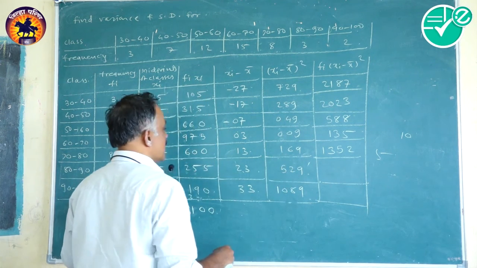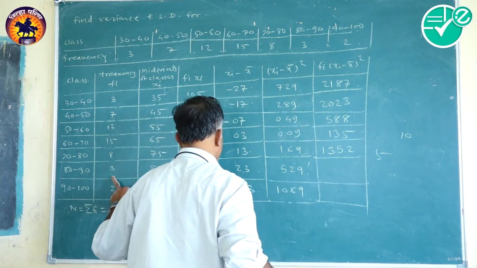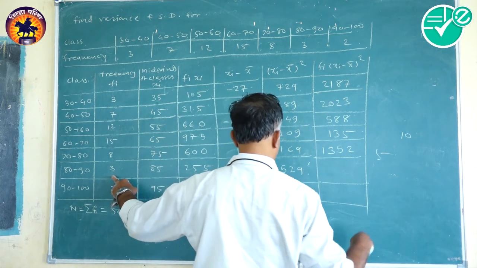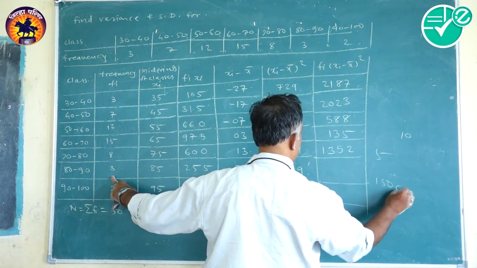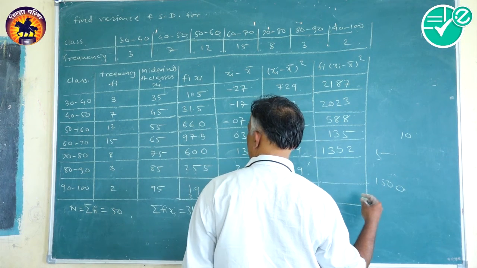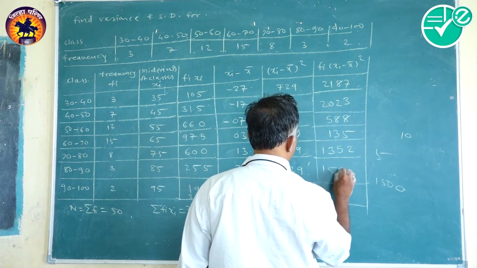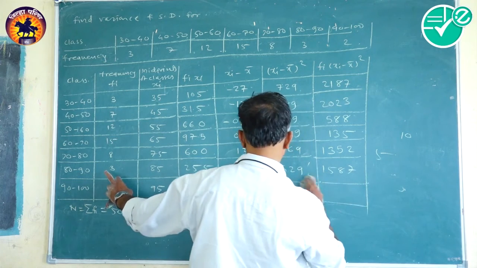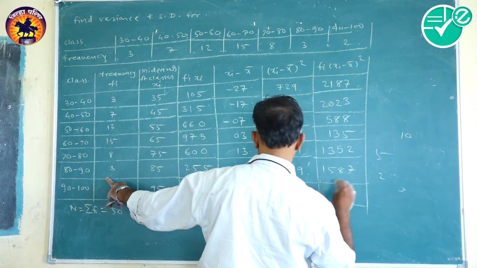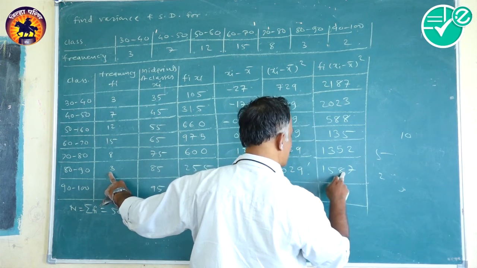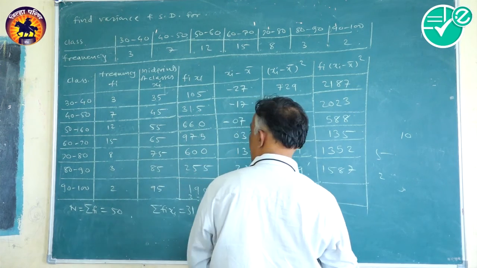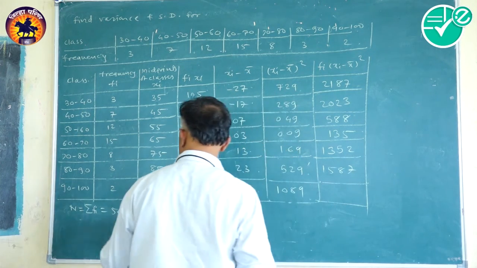Okay, that's correct. 529 into 3, it will be 1500, and 29 into 3 will be 87. 1587. Let's check it. 9 into 3 is 27, carry 2. 3 into 2 is 6. 6 plus 2 will be 8, and 3 into 5 will be 15. And lastly 1089 into 2.